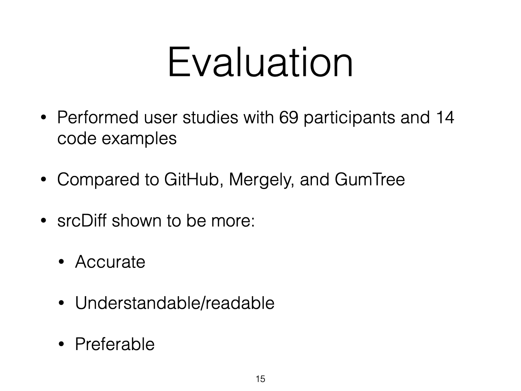We evaluated the approach via a user study of 69 participants on 14 change samples. We compared GitHub, Mergerly, and Gumtree to srcDiff. The results show that srcDiff was more accurate, understandable, readable, and preferable than all other approaches.